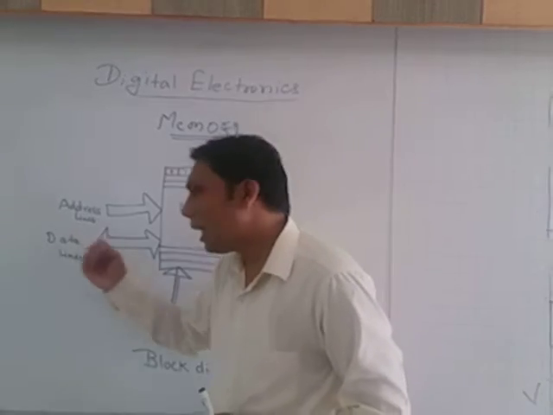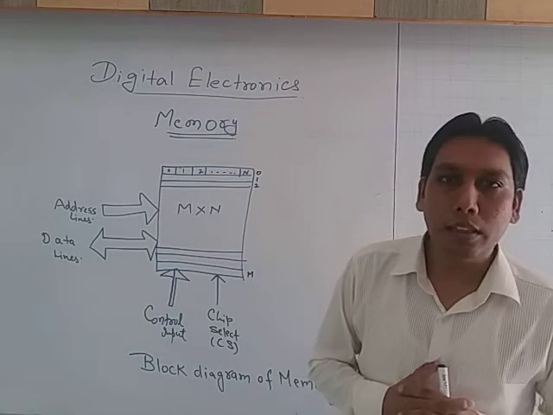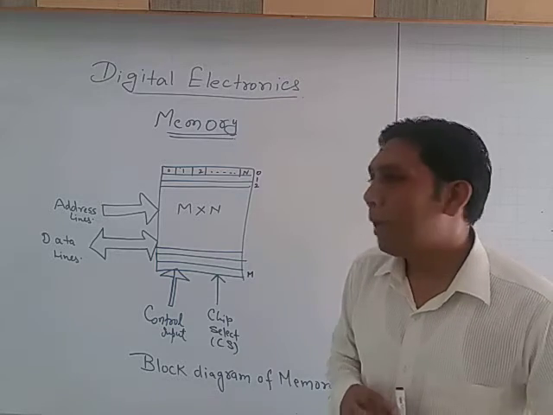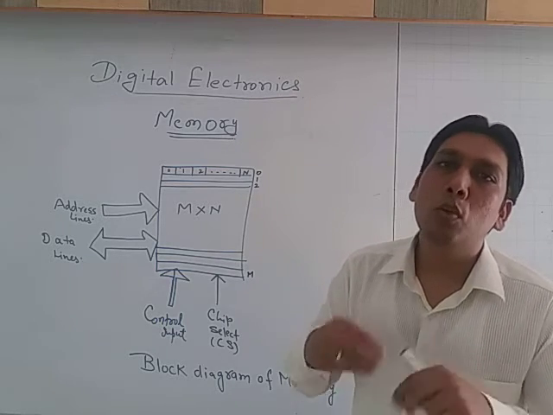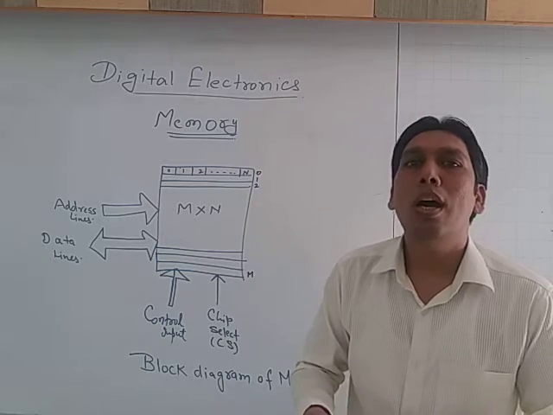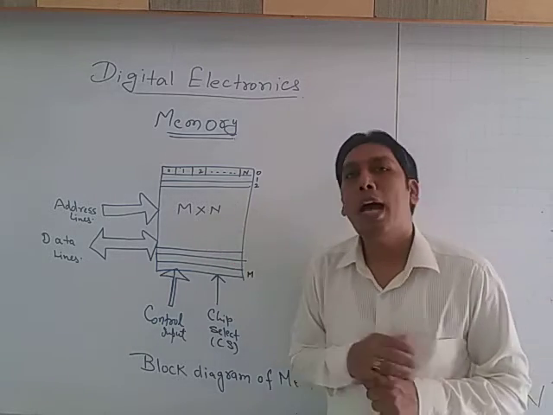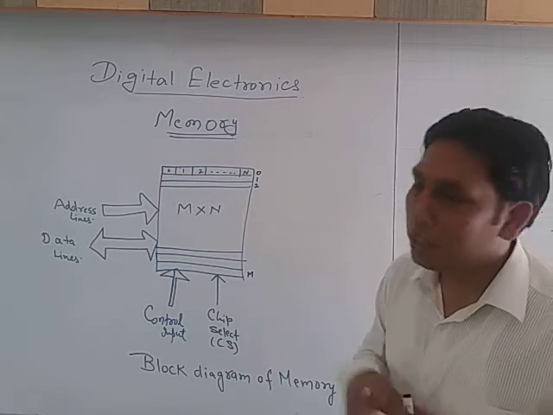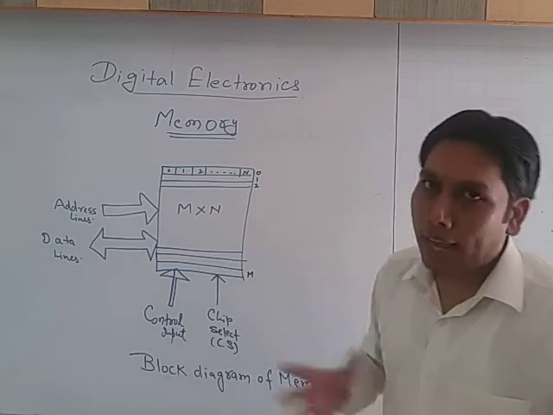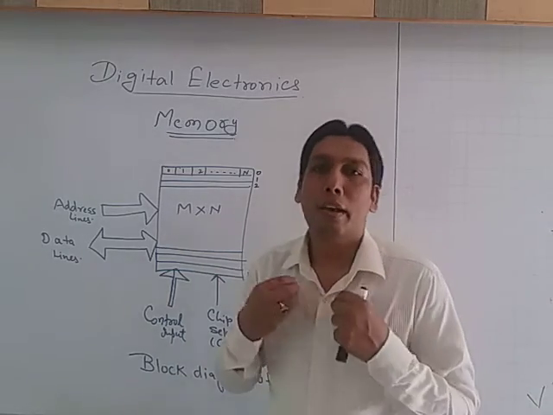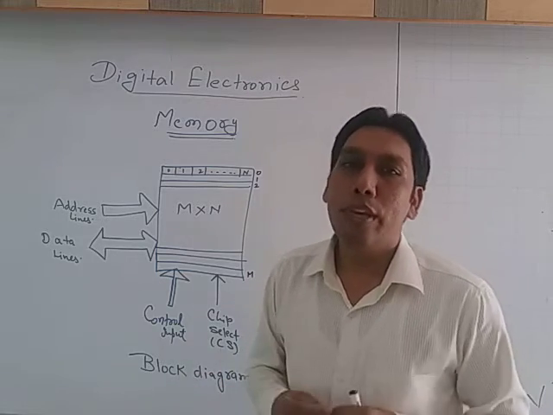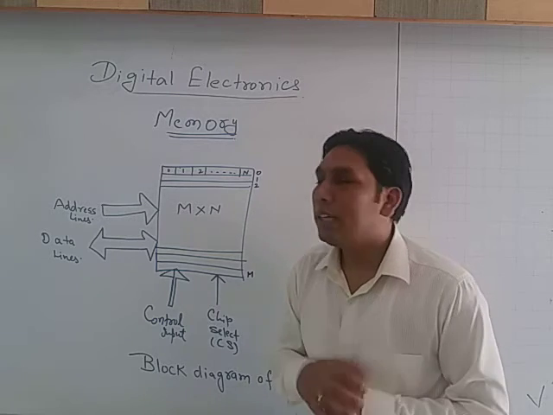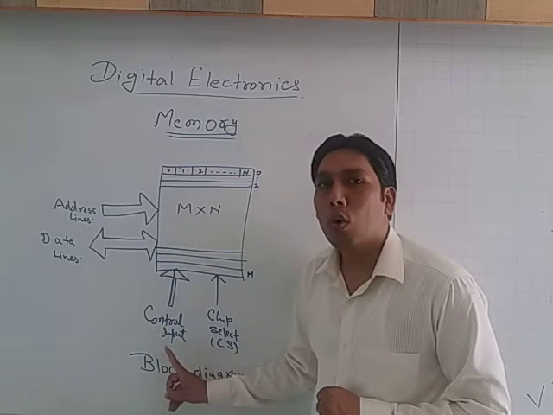The second one, data lines. Data lines are those lines which are used to put the information in the memory, or they may be used as output lines to receive the information from the memory. To perform the read operation and write operation, we have the control input. In a memory, we can read the data or we can write the data, so what we want to do will be decided with the help of the control input.